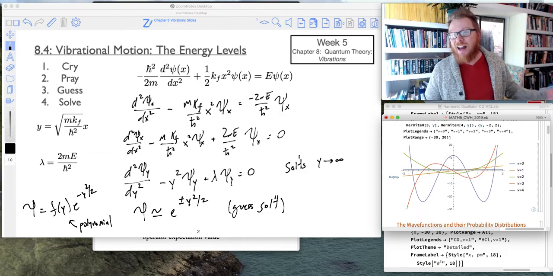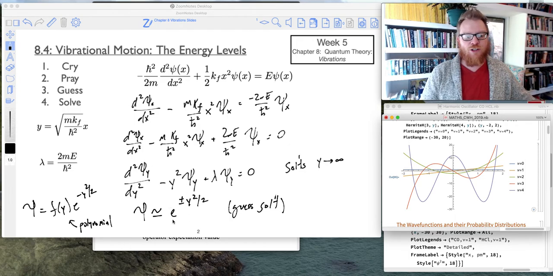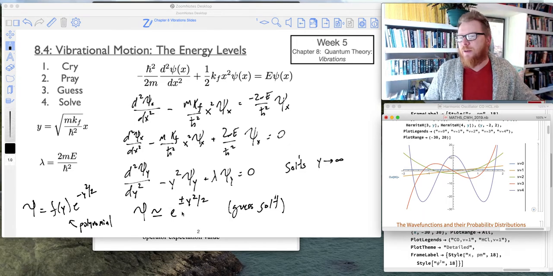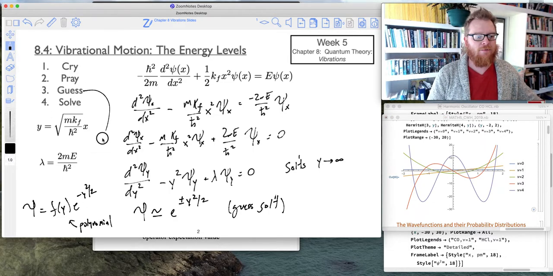This is the point in the class where we couldn't do this ourselves. We would have to really grind away trying to guess at a solution for a long, long time, and that's beyond the scope of the class. So that's the standard guess for this harmonic oscillator problem.